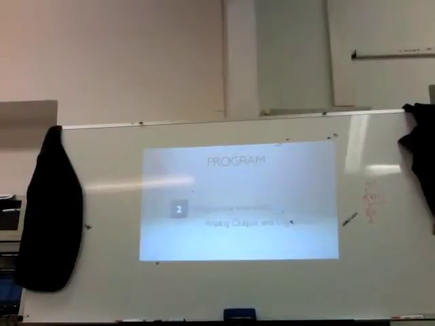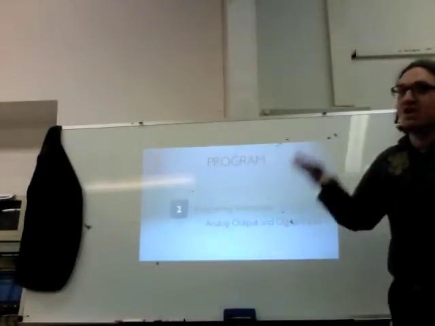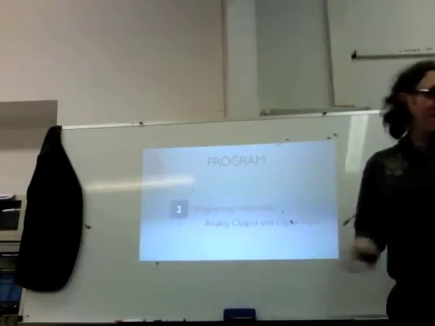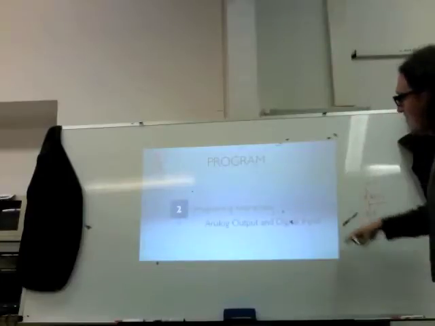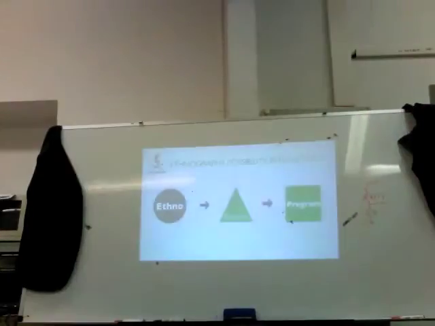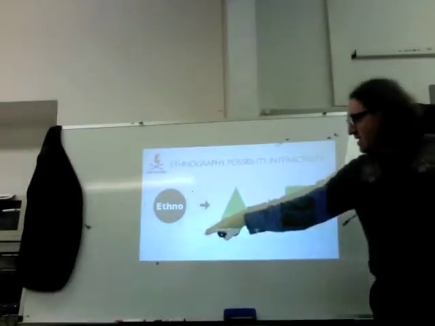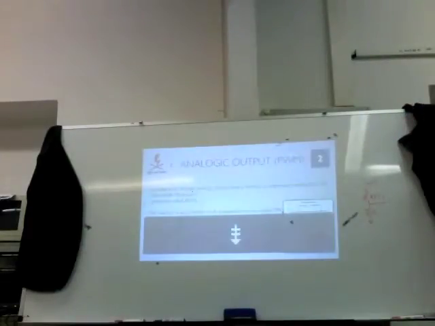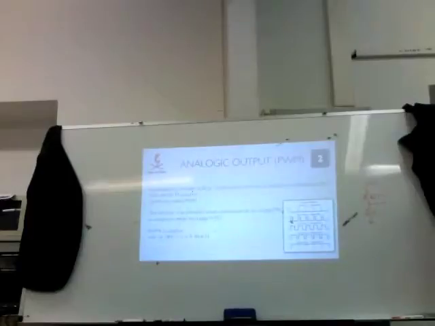We're going to start with two things here. We're going to do analog output. We've already done analog input, so we're going to start talking about analog output because analog output is how we fade in and out, and digital input, which is just a little bit different. So we go from ethnography to what's possible, a possibility, into software or programming to get here. So let's get a little more solid with this.